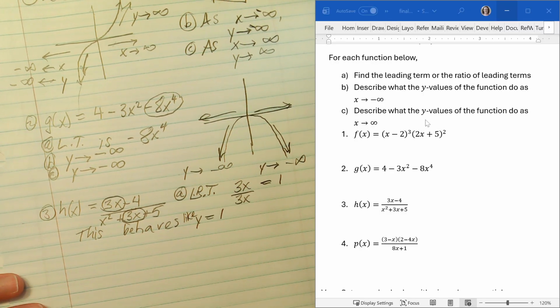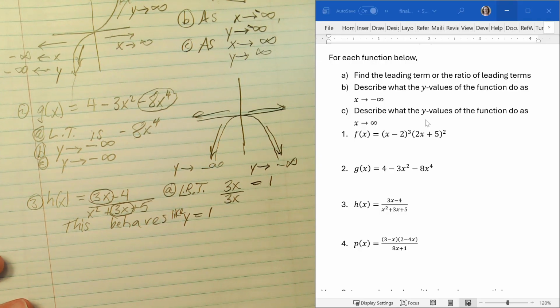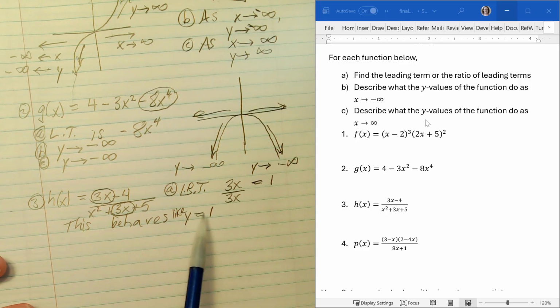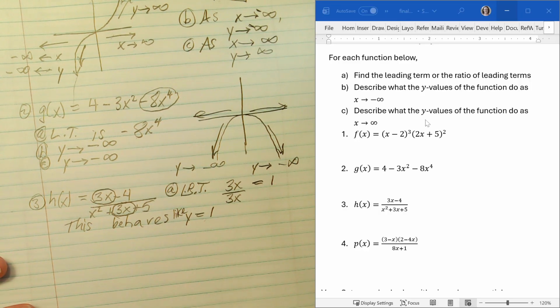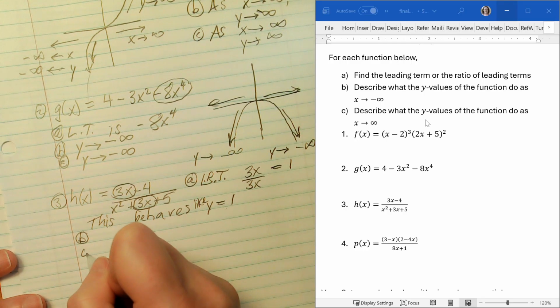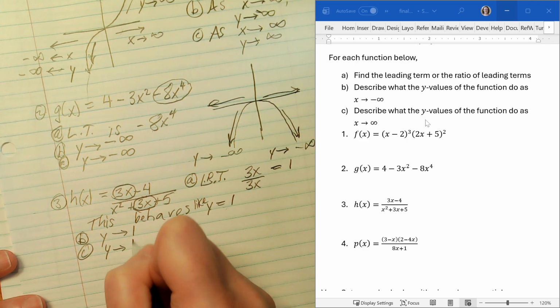This behaves like y equals 1 as you go towards positive and negative infinity, towards the far left and the far right. So near the origin, it'll look like some weird rational function behavior. But as you zoom way off to the left and way off to the right, it's going to look more and more like a horizontal line at y equals 1. Okay, so for part B and part C here, y goes towards 1.